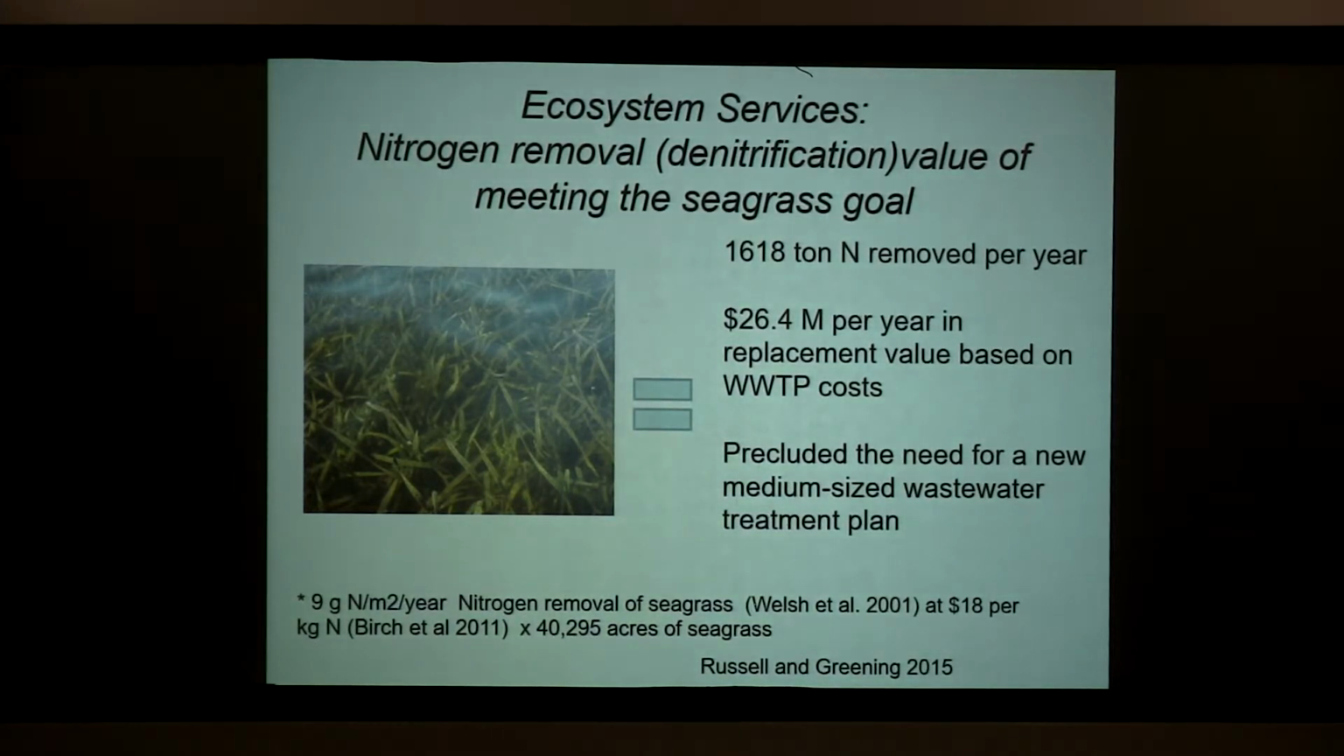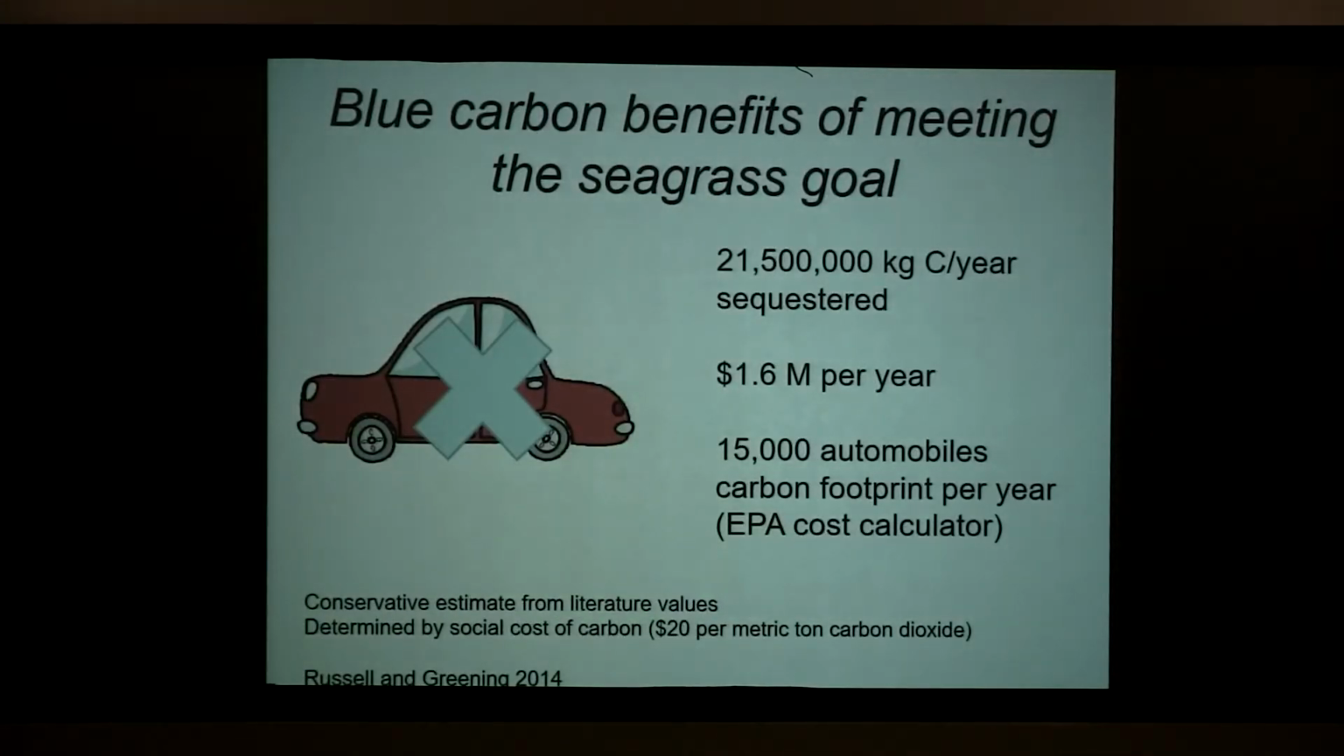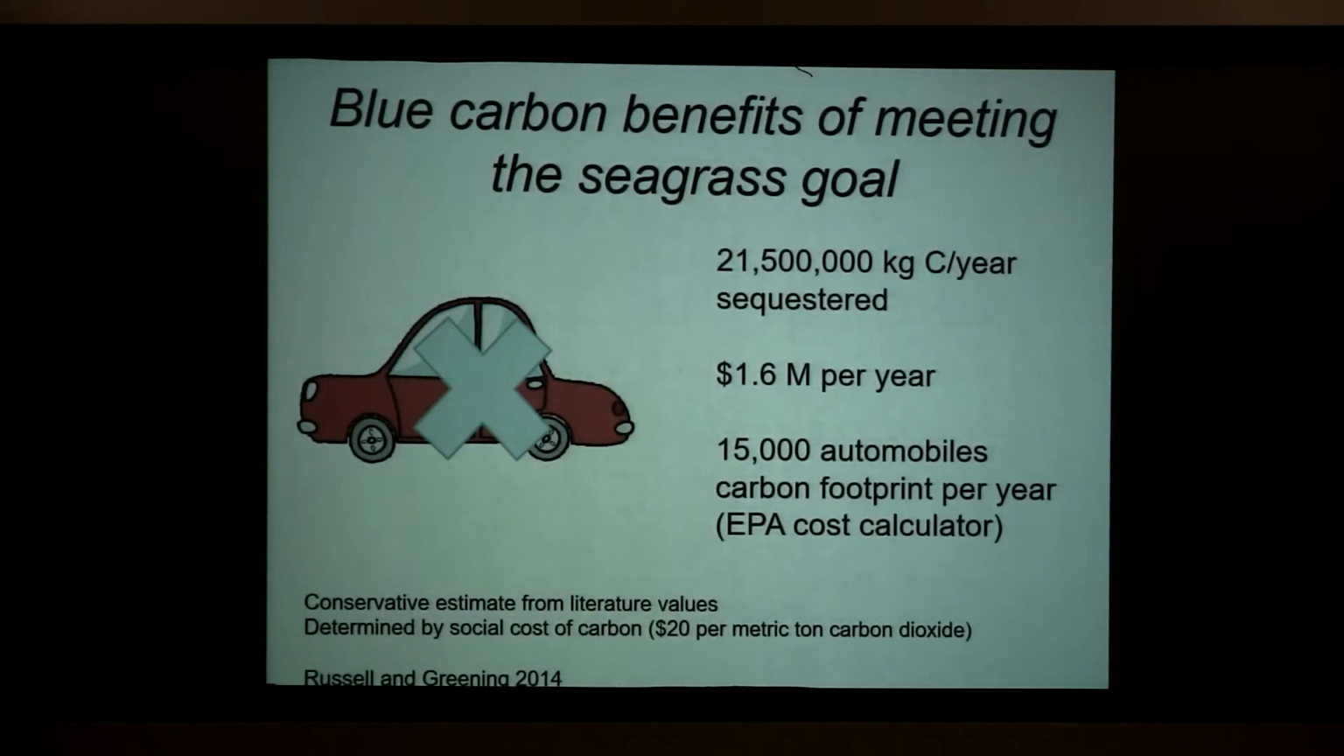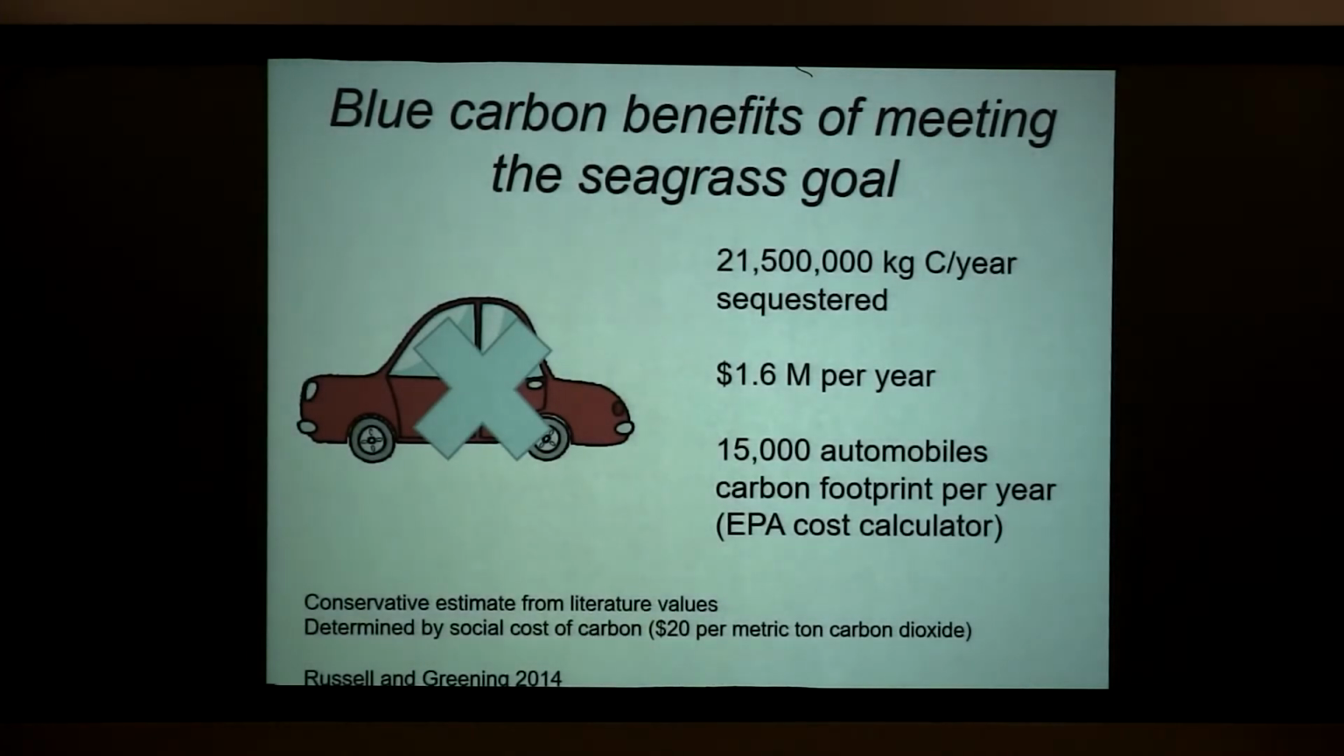And finally, looking also at blue carbon benefits of meeting the seagrass goal. The seagrasses are quite good at removing carbon, and it results in about $1.6 million per year, putting that again into another way of communicating the importance of a healthy bay, or about 1,500 automobile carbon footprints per year, with the additional seagrass that has been gained over the years due to that nitrogen reduction strategy.